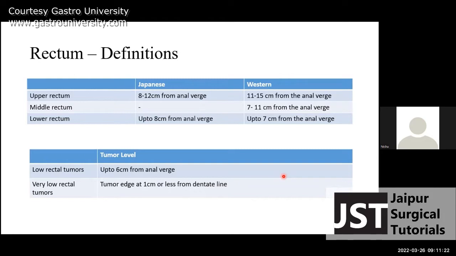Depending on this, the lower rectal tumors are further divided into low rectal tumors and very low rectal tumors. The low rectal tumor is up to 6 centimeters from the anal verge, and very low rectal tumors are where the tumors are lying within 1 centimeter from the dentate line.